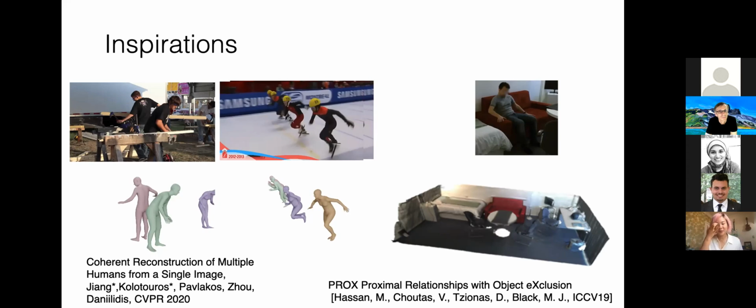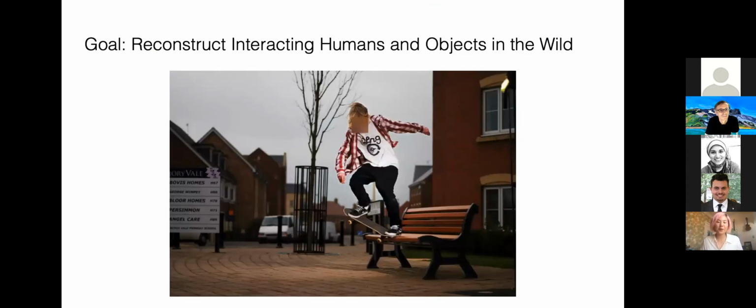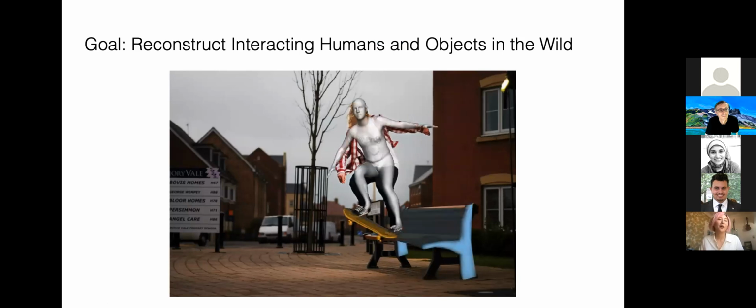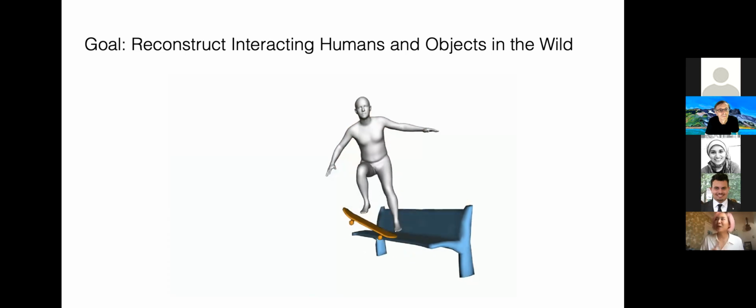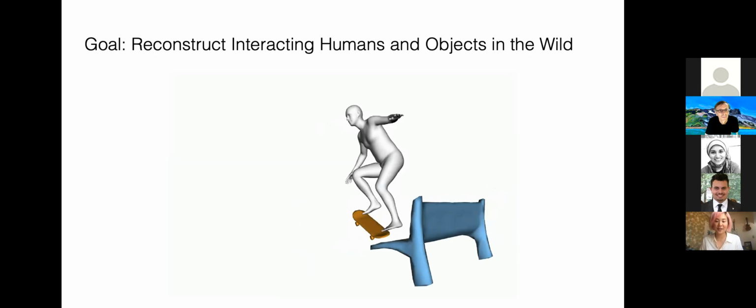And of course, this PROX work from Michael's lab, which is one of the first works that started thinking about objects and humans. In this work, there were scans of the environment available, and the setup that we're interested in is that of in the wild. And this was a paper that was presented at ECCV 2022. So we want to reconstruct interacting humans and objects in the wild, and we don't have any 3D scans. So what do we do?